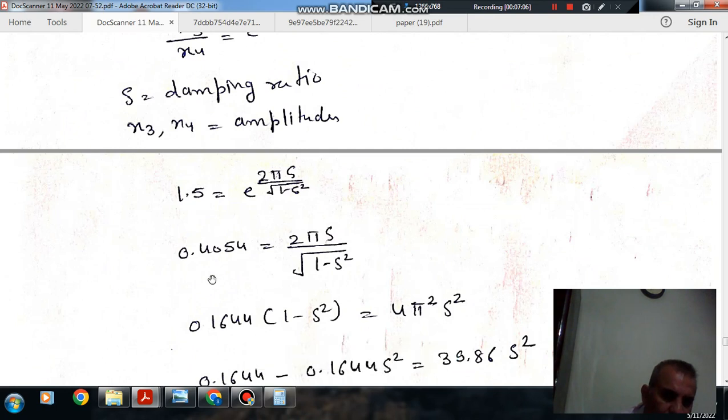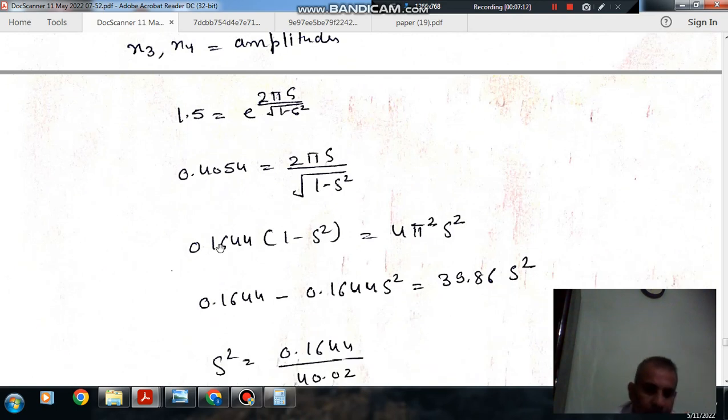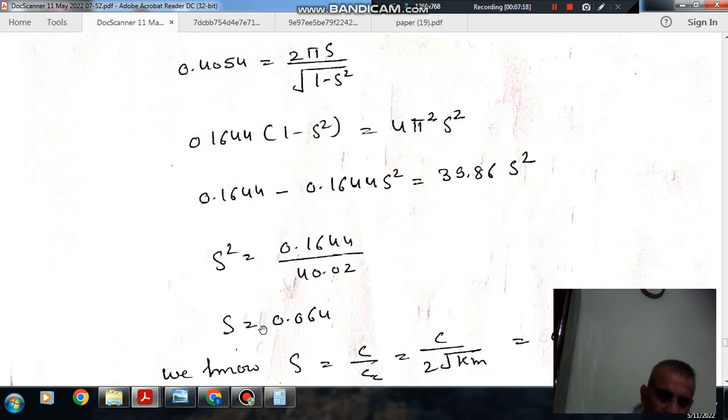So 1.5 equals e to the power 2 pi xi by root 1 minus xi square. Taking ln both sides, it will be 0.4054 equals 2 pi xi by root 1 minus xi square. So taking square, that will be 0.1644 times (1 minus xi square) equals 4 pi square xi square. Okay, solving this we have xi equal to 0.0645.